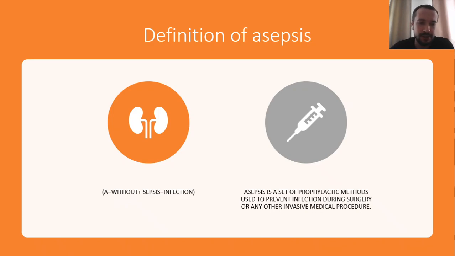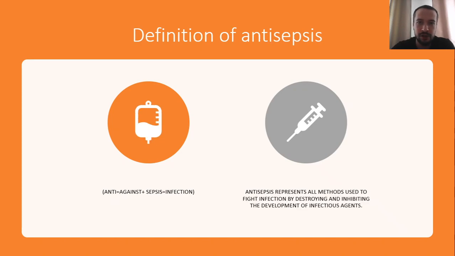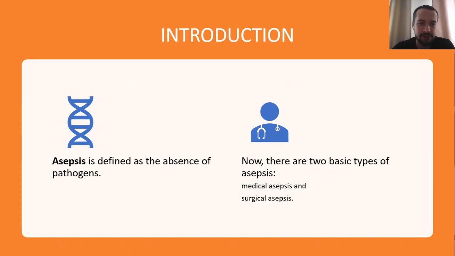Definition of asepsis: A, without sepsis, infection. Asepsis is a set of prophylactic methods used to prevent infection during surgery or any other invasive medical procedure. Antisepsis, against sepsis infections. Antisepsis represents all methods used to fight infection by destroying and inhibiting the development of infectious agents. Asepsis is defined as the absence of pathogens.